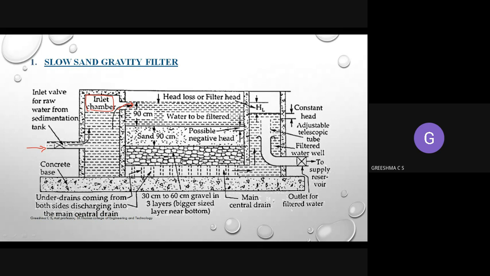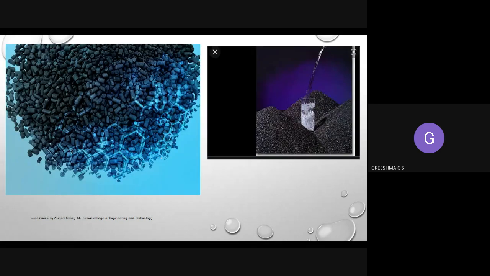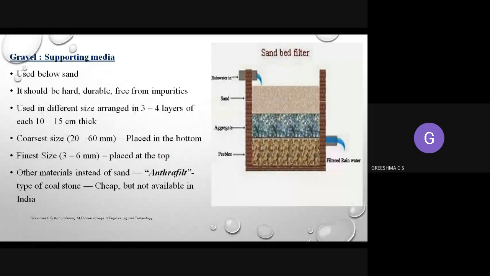That is, bigger size will be at the bottom and a smaller size gravel will be at the top, just like before. Just like this. Okay, the topmost portion there will be a sand. Below this there will be gravel. Okay, so this gravel will be 3 to 4 layers.